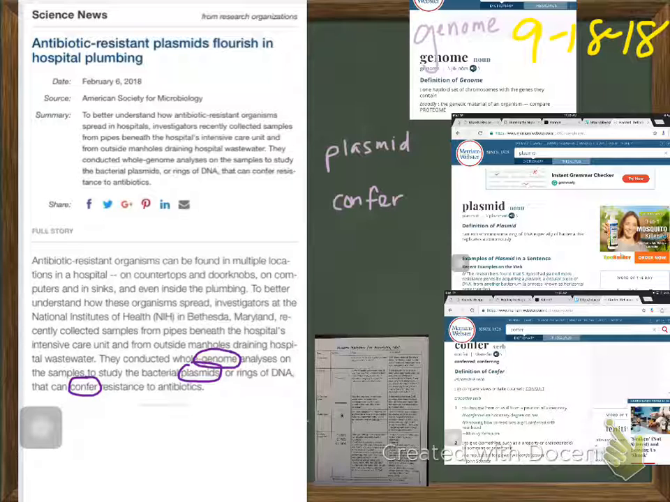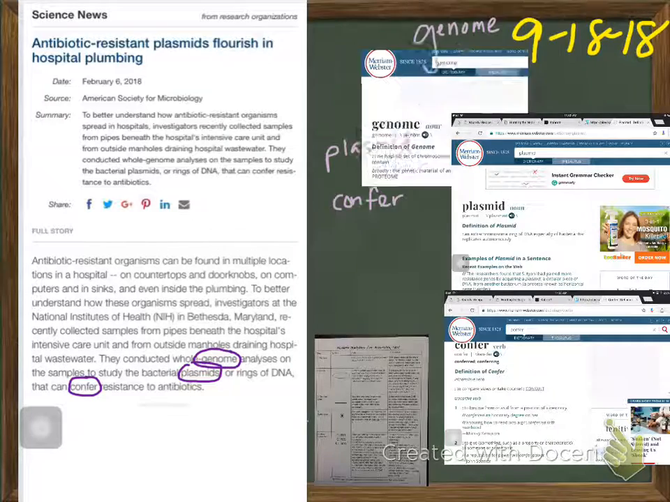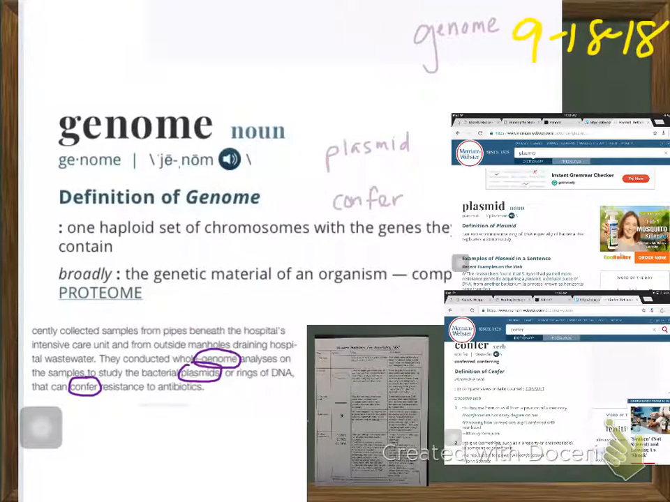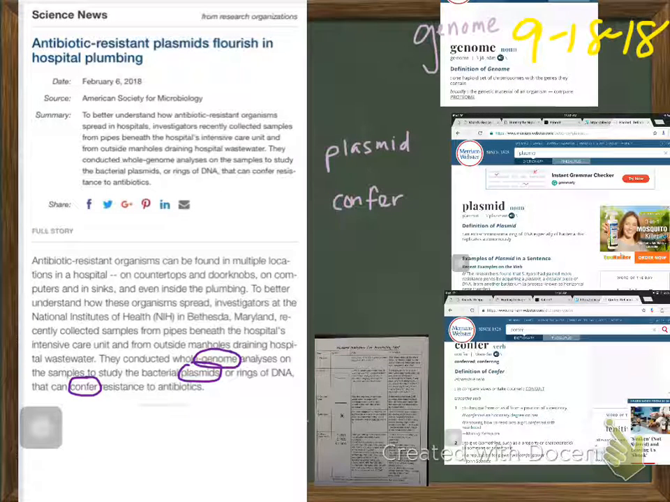They conducted whole genome analysis. So wait, what did genome mean again? Genome meant the genetic material of an organism. Oh, okay, they looked at its genetic material. When I read through that and use the definition for genome, they conducted an analysis, a whole genome analysis. Oh, they conducted an analysis of its genetic material. Okay, that makes sense. So then I can set that aside. I kind of like having these little screenshots. This works.